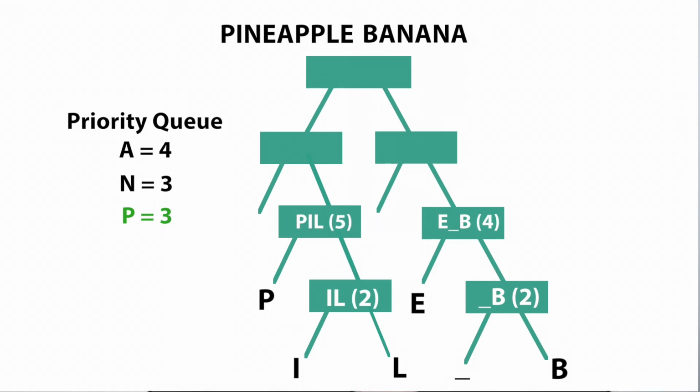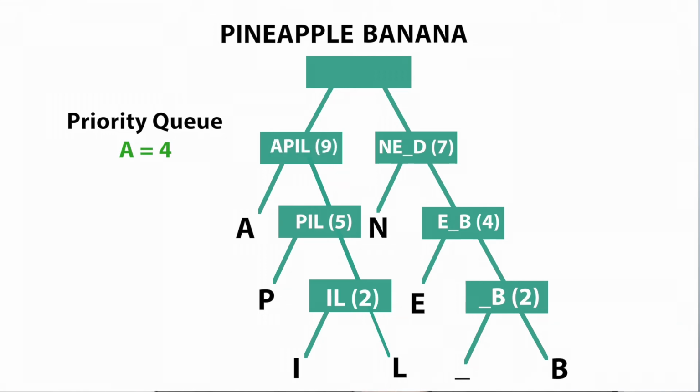That's combined with I and L because that's now the least frequent node in our tree. That creates PIL with a frequency of 5. And again, we're going to update our priority queue. We're going to pop N in there. N has a frequency of 3, which creates NE space B with a frequency of 7. A is next. And then we can move on.